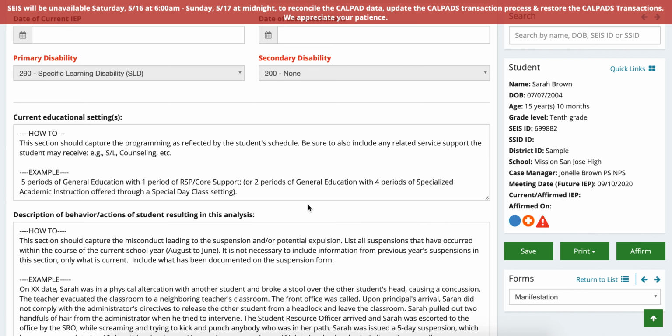Current educational setting. In this section, you're going to give information about what the student's schedule looks like. What is the programming that they are part of within special education? Be sure to include any related services that the student may be receiving: speech and language, counseling, OT, PT, anything. An example would be that Sarah Brown has 5 periods of general education and 1 period of resource core support. For another student, how many periods of gen ed do they have, how many periods of specialized academic instruction, and any additional supports like speech, OT. This really needs to give us a good idea of what their ed setting looks like currently that they are being removed from.